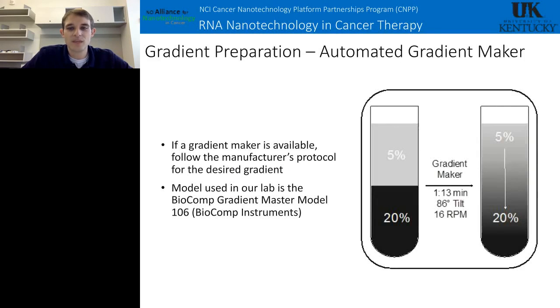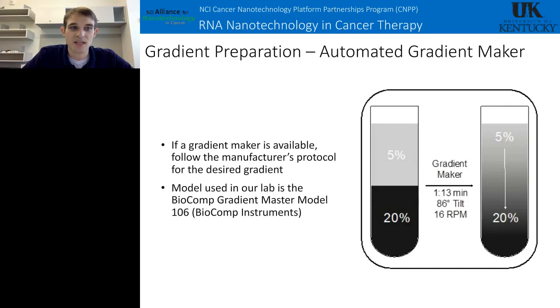But for us in the lab, we have an automated gradient maker. To do that, all you do is make your 2 different sucrose solutions. For example, here we're making a 5 to 20% gradient, so we have a 5% sucrose solution and a 20% sucrose solution. For this gradient, you rotate it for 1 minute, 13 seconds at 86 degrees tilt at 16 RPM. This will be different for every gradient, so if you have a gradient maker, refer to your manufacturer's protocol for your desired gradient.